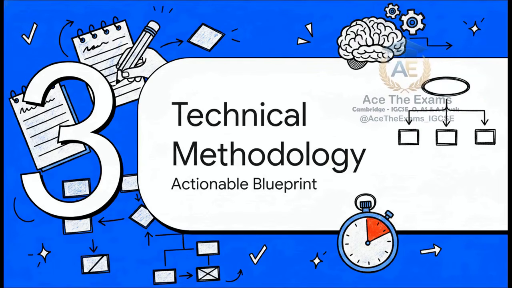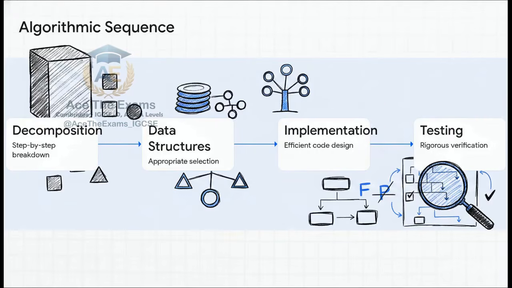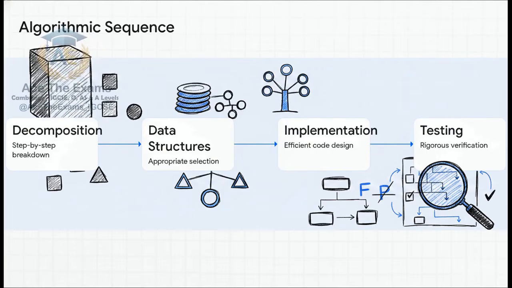Okay, let's jump into Section 3, the technical methodology, your actionable blueprint. This is where we execute the tactics. Algorithmic thinking demands a strict sequence. Step 1 is step-by-step decomposition, breaking that complex pseudocode down into its raw elements. Next, appropriate data structure selection. What kind of data are we actually dealing with here? Third, efficient code implementation, perfectly translating those steps into a highly efficient flowchart. And finally, rigorous testing. Mentally dry run that flowchart to prove it holds up under pressure.